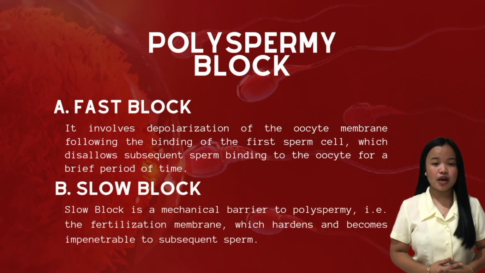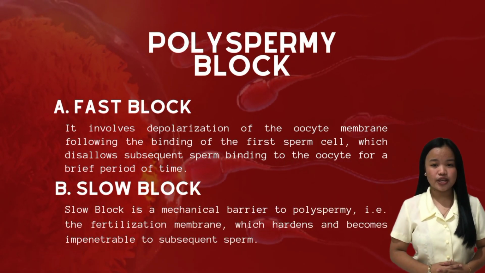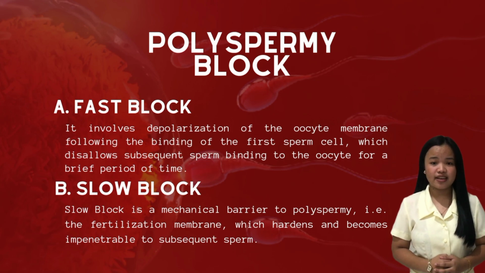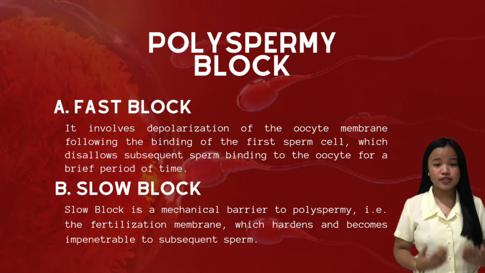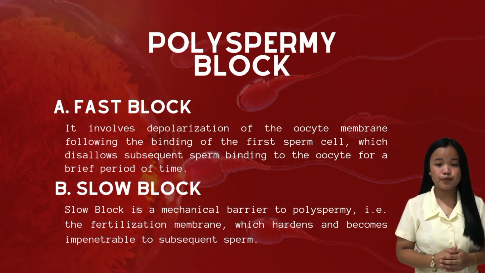The polyspermy block is the next step in fertilization. Polyspermy occurs when more than one sperm penetrates the egg. It is one of the most prevalent abnormalities in fertilization, usually ending in embryonic death. When the first sperm fuses with the egg, the oocyte employs two mechanisms to avoid polyspermy.